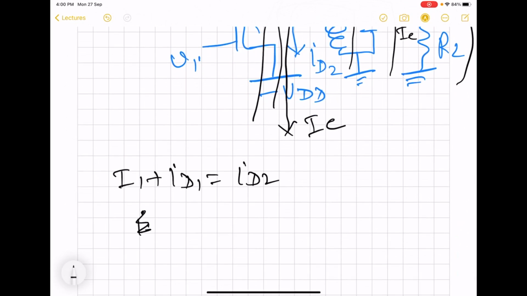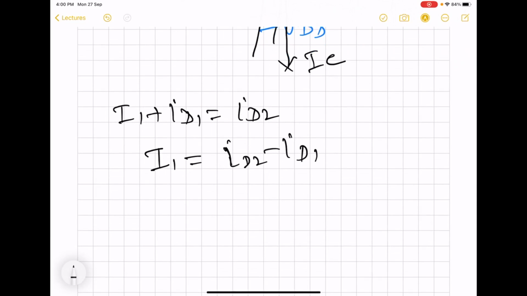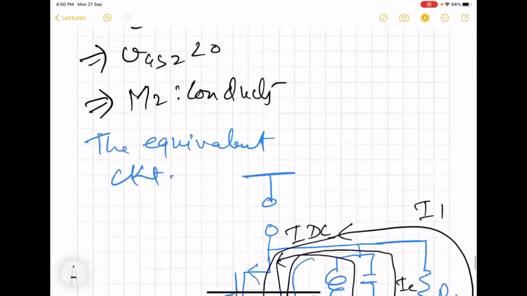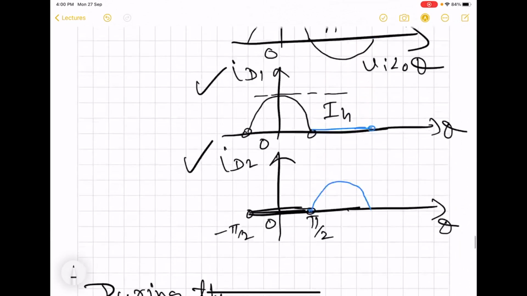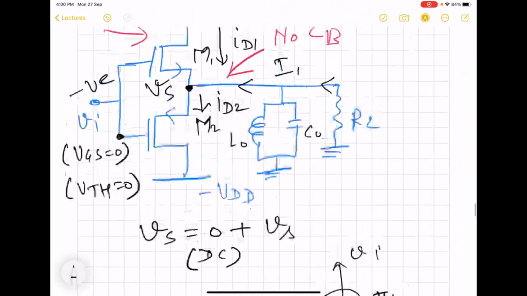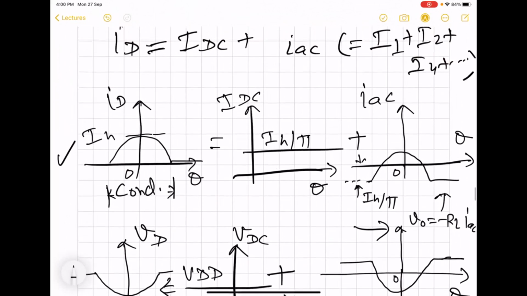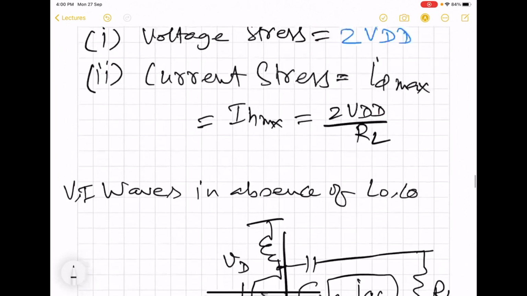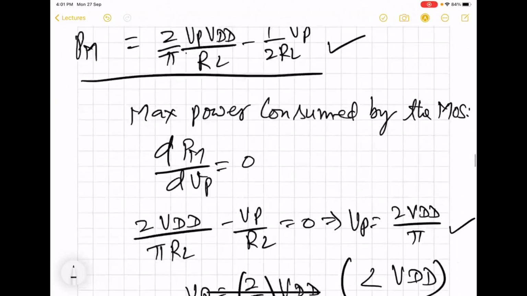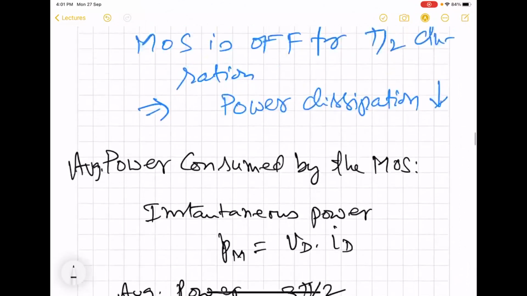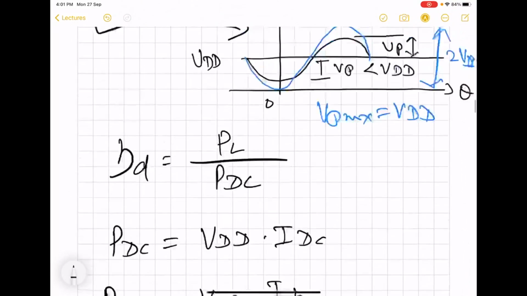That means the fundamental that the load will actually experience is going to be ID2 minus ID1, and they are going to be opposite of each other. So the net fundamental that will flow through the load is going to be twice the fundamental that we had found here, which was 1 by 2 cos omega t.